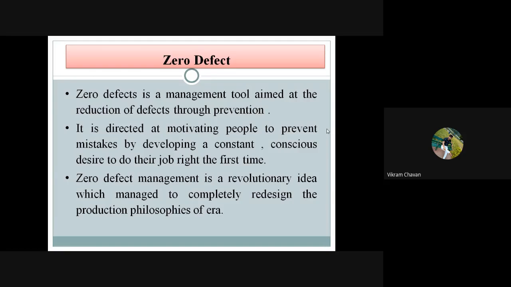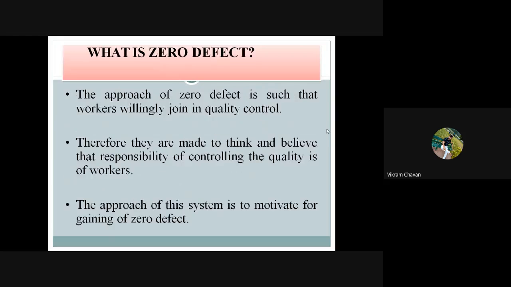So for that purpose, this terminology, zero defect management, is a kind of revolutionary idea, and it will redesign the production philosophies of this particular era. Okay, then what is a zero defect? What is meant by a zero defect?